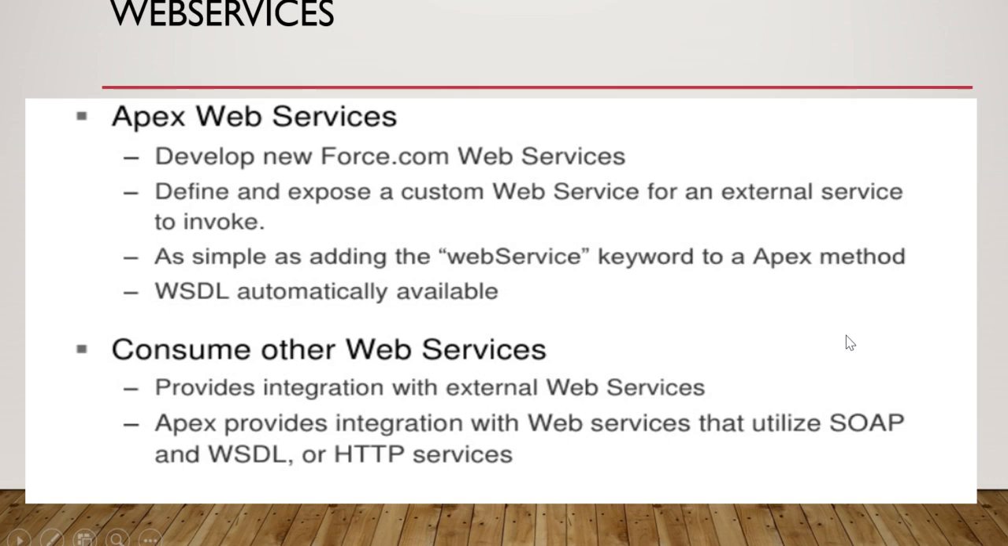Now, as I told you, Apex web services can be exposed via something called a web service definition language file. Suppose you make a method a web service instead of public or private, it will become available to third parties via the WSDL file. In addition to that, you can also consume other web services. Suppose there are other web service endpoints exposed, like Oracle applications or Java Spring Boot. You can use Apex to consume those web services also.